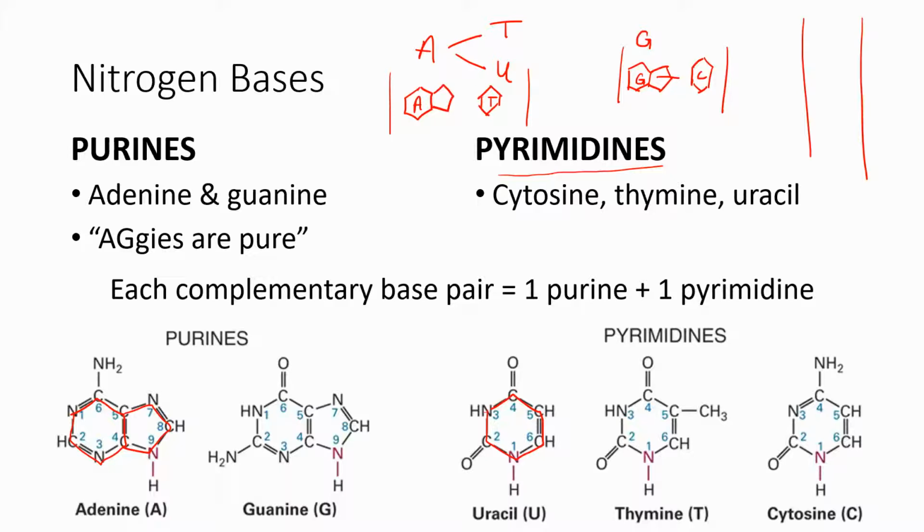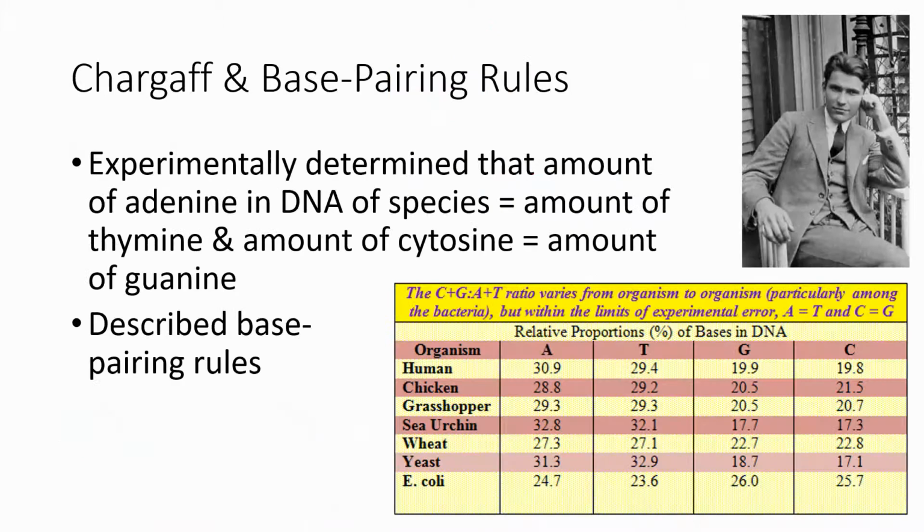So every complementary base pair is going to have one purine and one pyrimidine in it. The base pairing rules were identified by a scientist named Chargaff. He did experiments where he calculated the relative proportion or percentage of each base in multiple organisms' DNA. So he would look at humans.